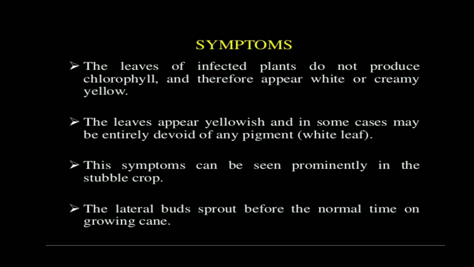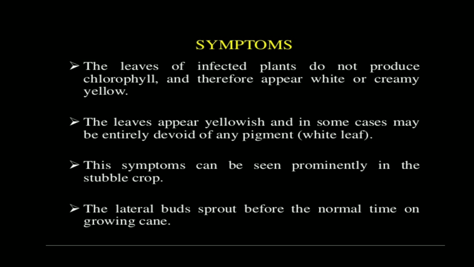Then the color of the leaves is going to change, to white or creamy yellow. The leaves appear yellowish, and in some cases may be entirely devoid of any pigments, meaning they will be completely white. There will be no pigmentation in such leaves. These symptoms can be seen prominently in the stubble crops.